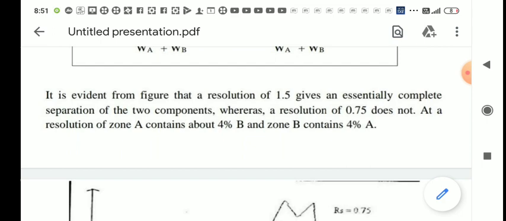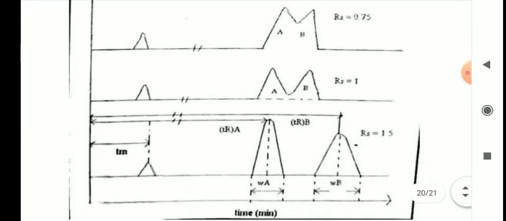At a resolution of 1, zone A contains about 4% of B, and zone B contains 4% of A. So the higher the resolution, the better is the separation.